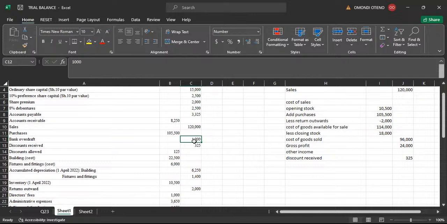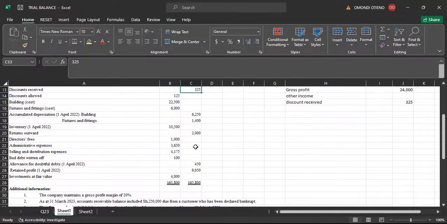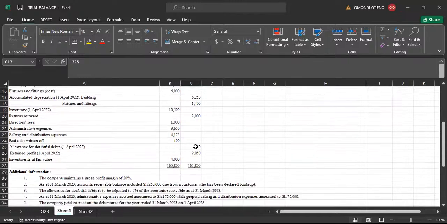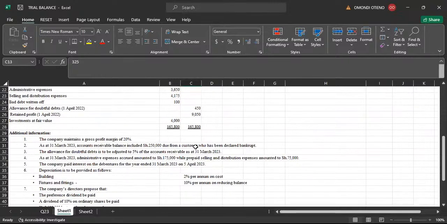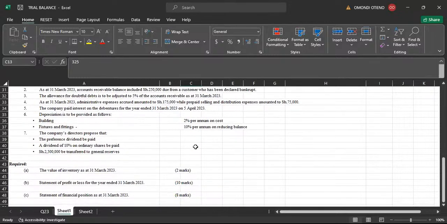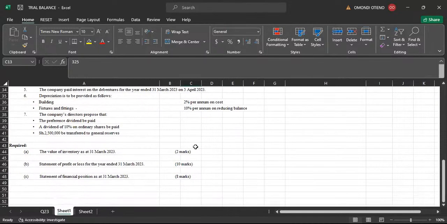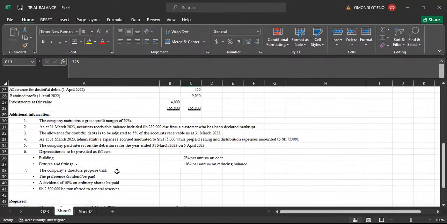Bank overdraft, that's a liability. Then discount received, I'm able to see just that one. Any other income item? Maybe if you look at the provision, whether there was an increase or a decrease in provision, then you will be able to know that. So having done that, we can now go and deal with the workings down here, because once we are through with the workings, we'll be able to solve this question perfectly.